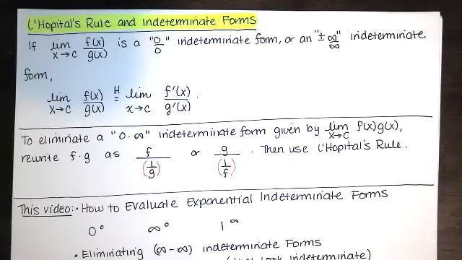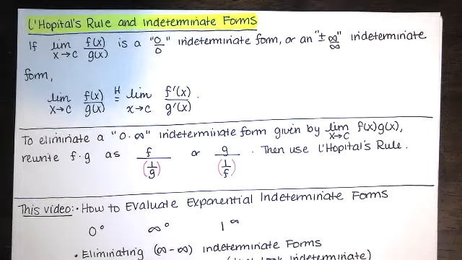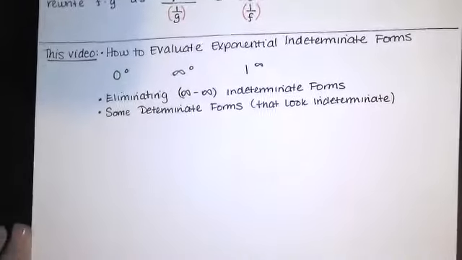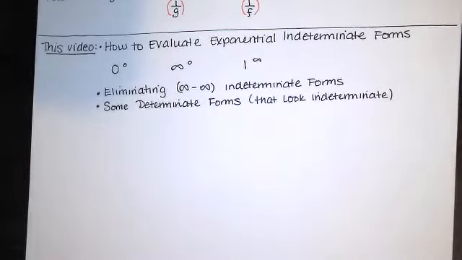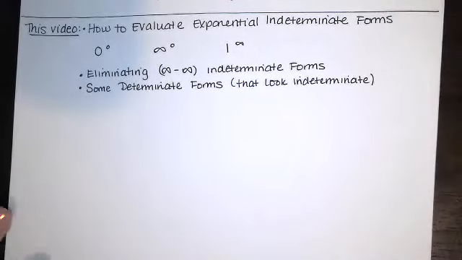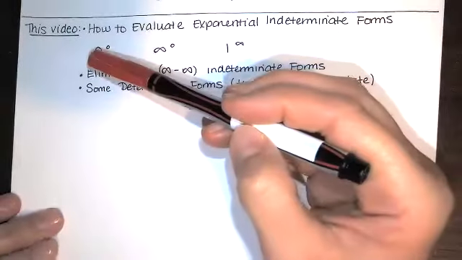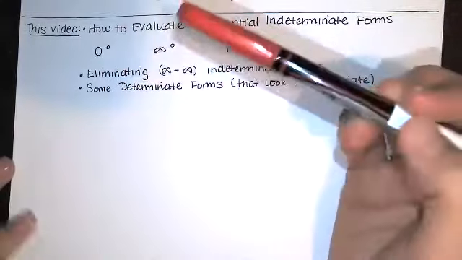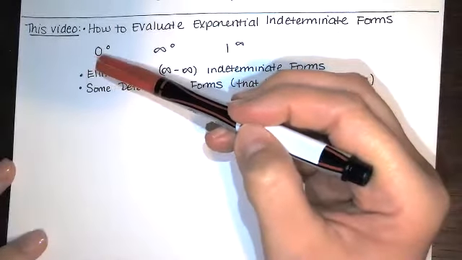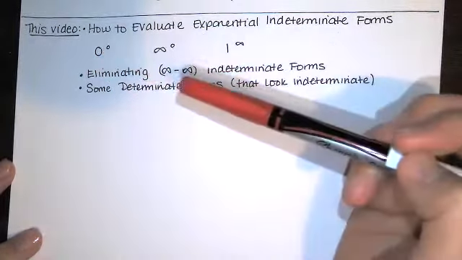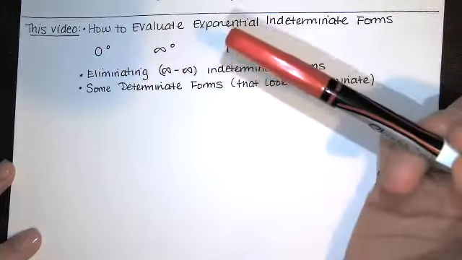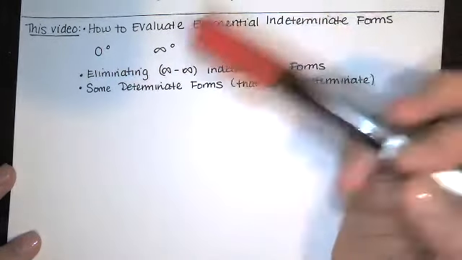Now in this video, we talk about how to handle exponential indeterminate forms. So here are the 3 types. We could have a 0 to the 0 indeterminate form. So you've got a function in the base and a function in the exponent. They're both functions of your variable. Let's say your variable is x.